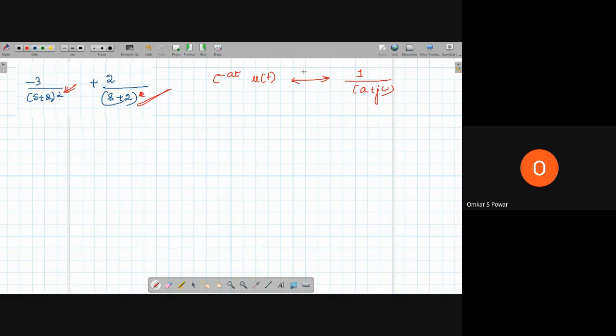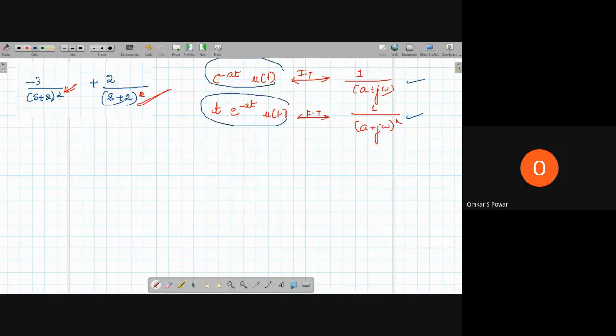So if you go back and see, I have derived for another one, t e power minus at u of t. Fourier transform is 1 divided by a plus j omega the whole square. Okay. So these two you have to remember, to solve this kind of problems. So now we can express this in terms of 1 by a plus j omega the whole square, this one in terms of 1 by a plus j omega, and get our inverse Fourier transform easily. Okay. So see what I will do step by step.